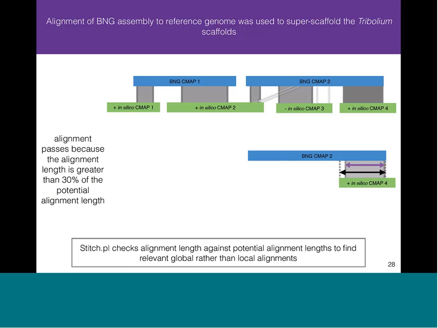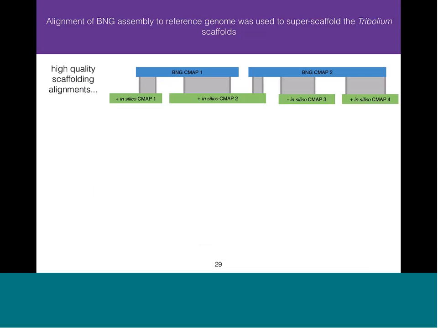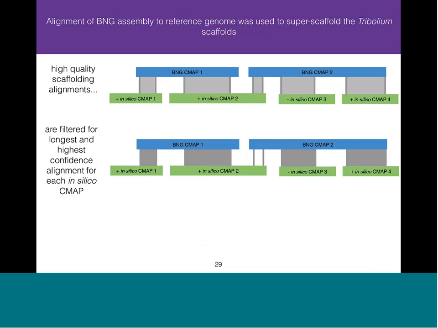And once we have those, we check them for the best scaffolding alignment. So in this case, in silico CMAP 2 has two alignments that are high quality and participate in scaffolding. So we would pick the longest with the highest confidence score and exclude the third alignment. So we run Stitch for this first iteration. Now we have captured gaps between in silico CMAP 1 and 2 and CMAP 3 and 4.